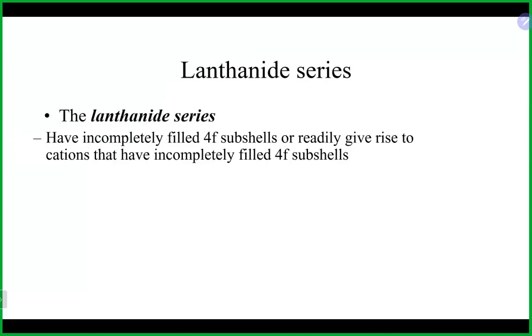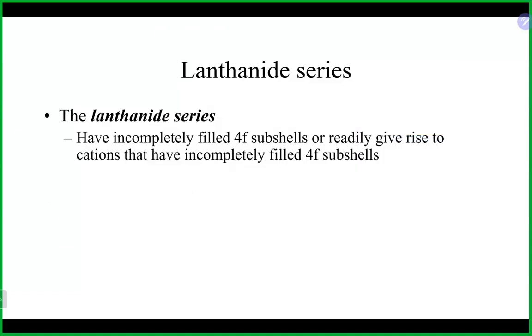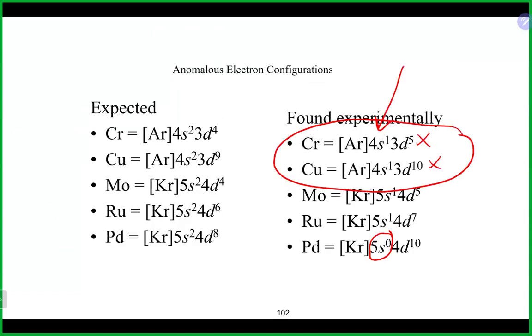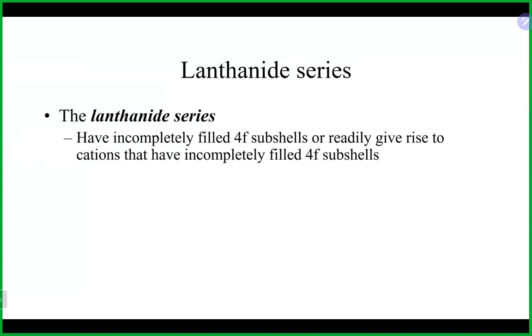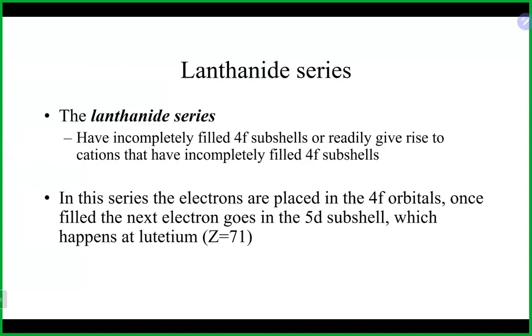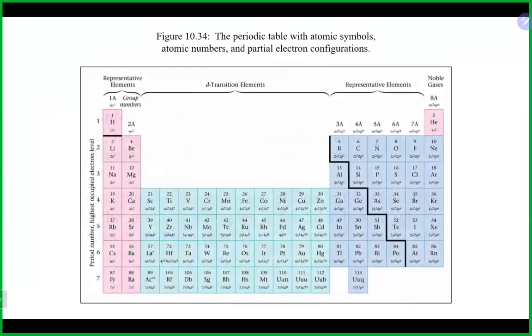Now, speaking of transition metals, I will get to that in a second. Let's talk about the lanthanide and actinide series. The lanthanide and actinide series are those guys on the bottom. Those are the two rows on the very bottom of the periodic table. That is where our f subshells begin, and they could have incompletely filled f subshells and ions that give rise to incompletely filled f subshells.